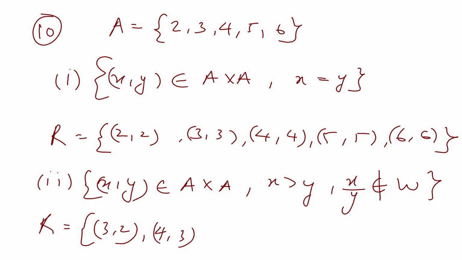Then let's start with 5. 5 is greater than 2, yes, and 5 upon 2 is not a whole number. 5 is greater than 3, yes, 5 upon 3 is not a whole number. 5 is greater than 4. So (5, 2), (5, 3), (5, 4).